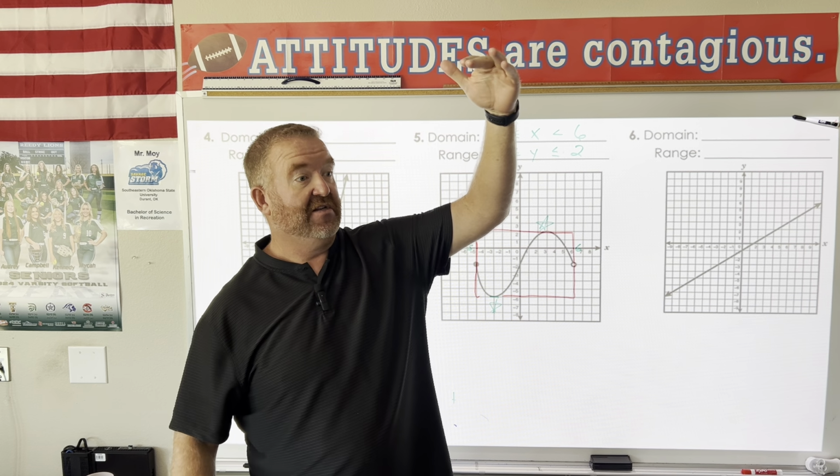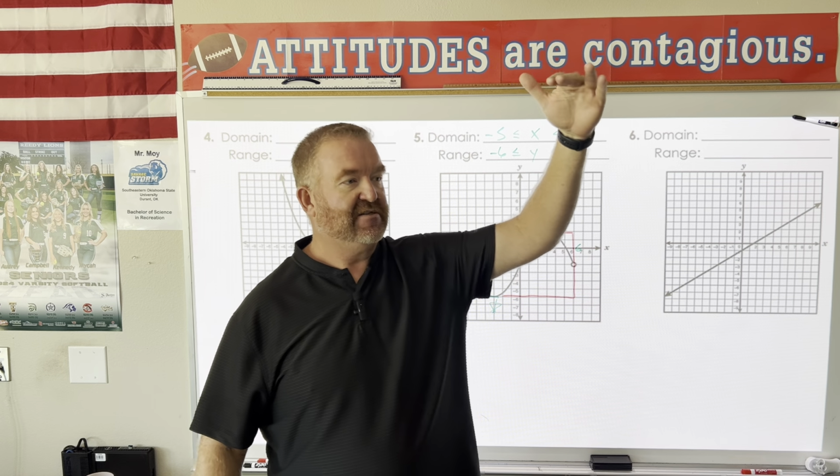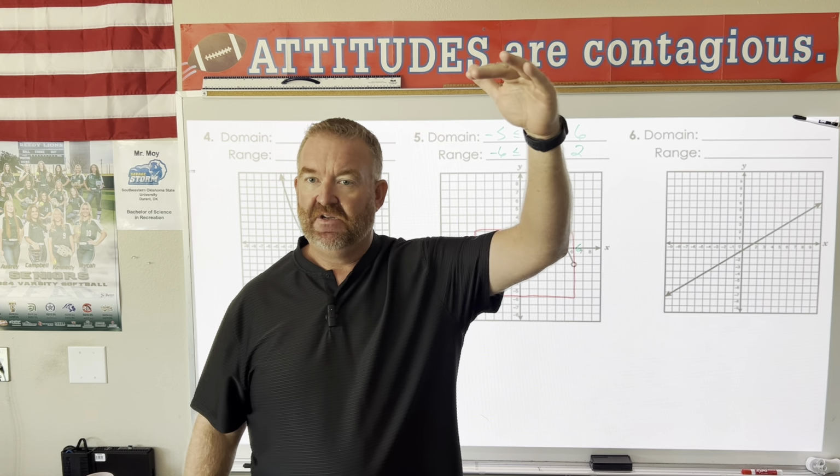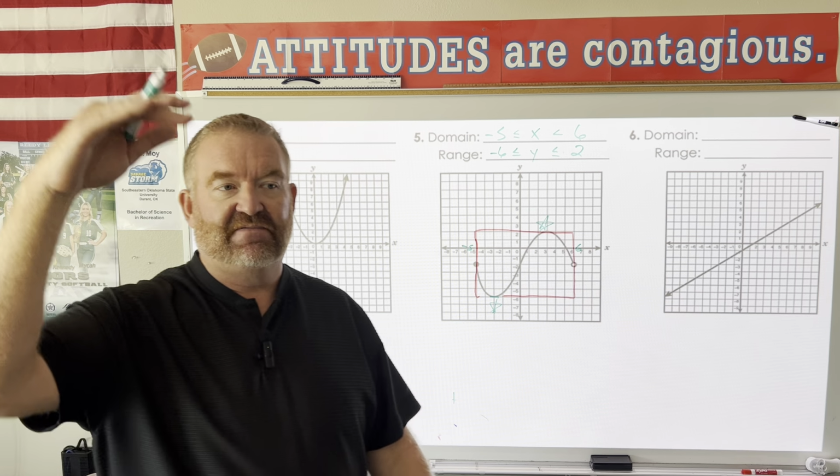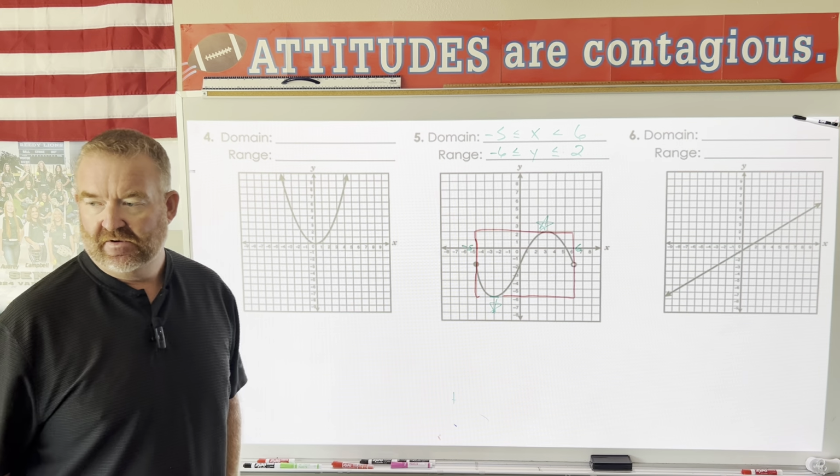Highest point, you can clearly see it when you're driving up to Six Flags. You can see the highest point of the roller coaster. Okay, find the lowest, find the highest, find the farthest left, farthest right. That's what you're doing.